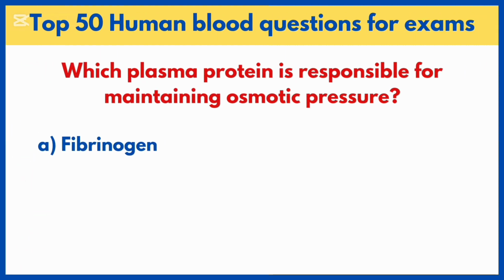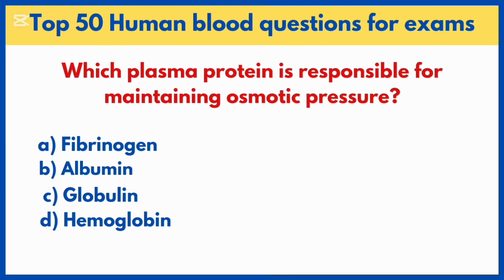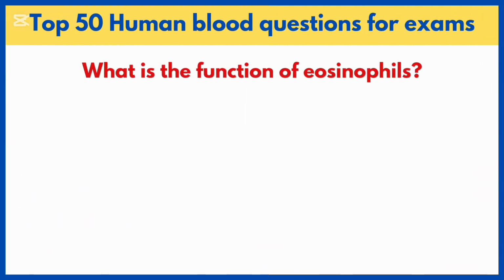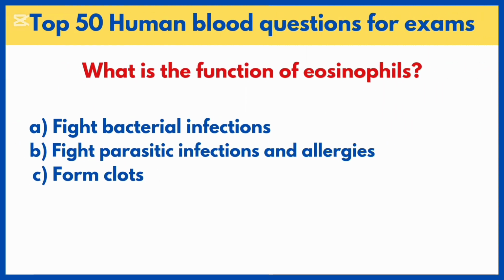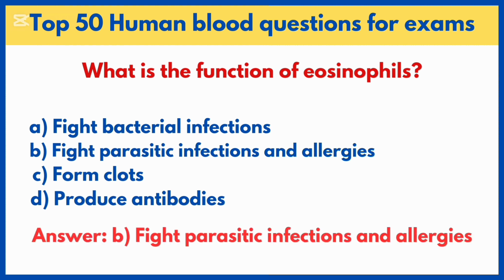Which plasma protein is responsible for maintaining osmotic pressure? Correct answer is option B, albumin. What is the function of eosinophils? Correct answer is option B, fight parasitic infections and allergies.